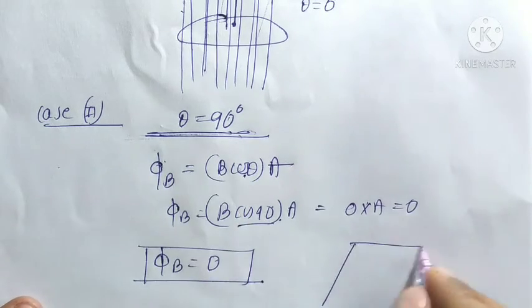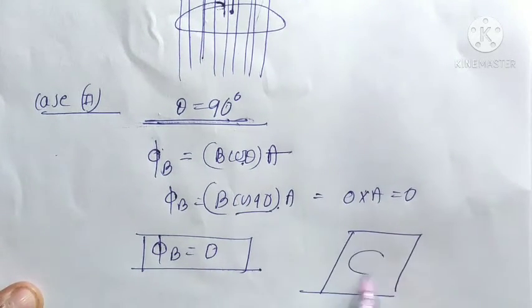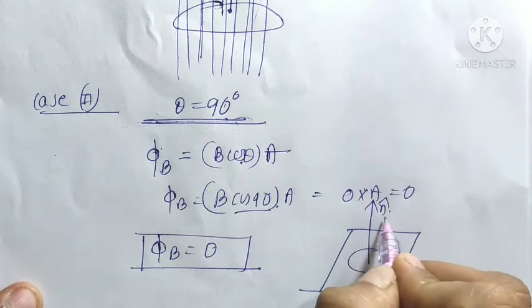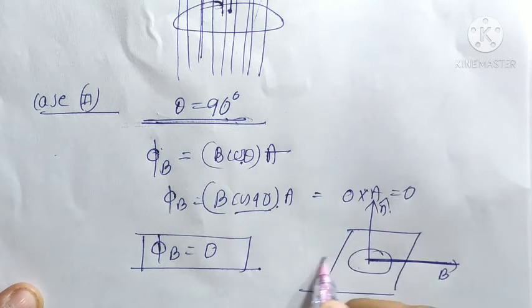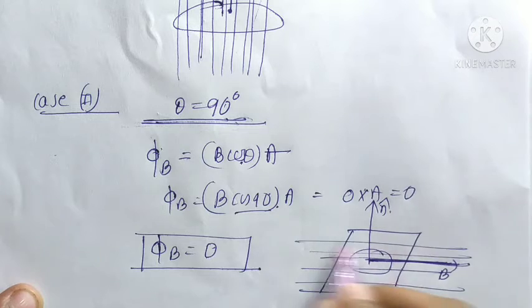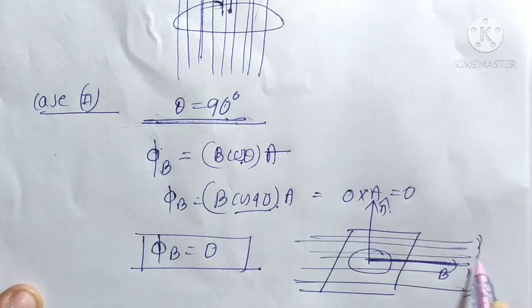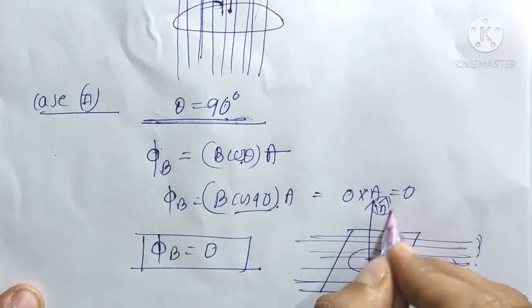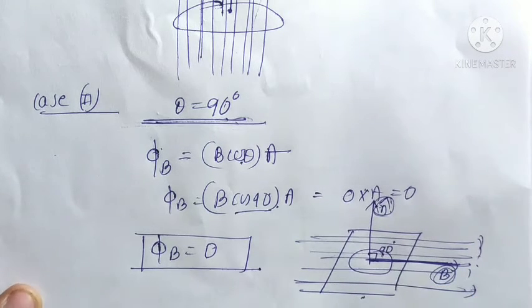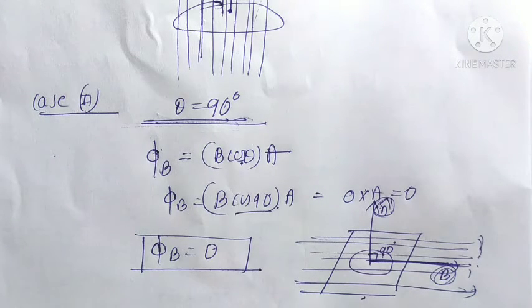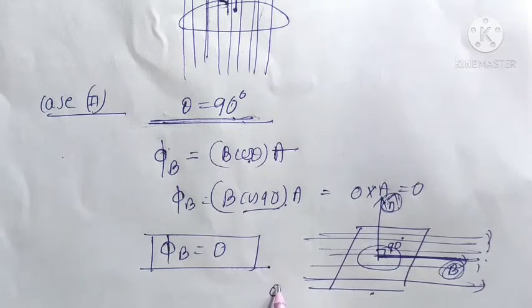I mean, in this condition, you see that this is the normal, and the angle between this normal and the magnetic field lines is 90 degrees. So here the magnetic flux is 0.